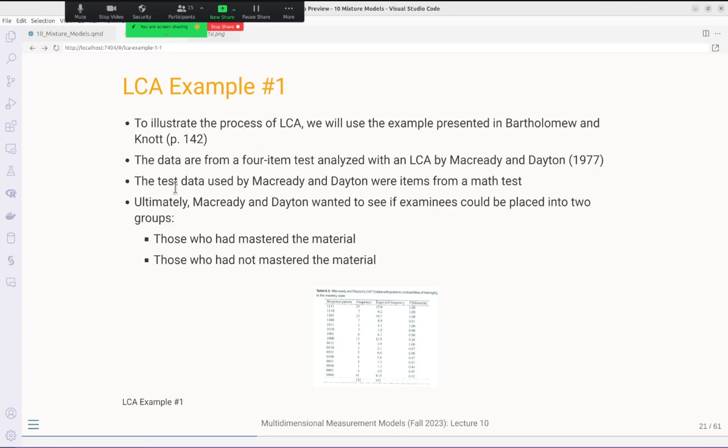But here, we've got our 4-item test. McCready and Dayton really wanted to look for 2 groups of people. They had looked for students who had mastered the material. Now, the word mastery, we're going to come back to that next week.